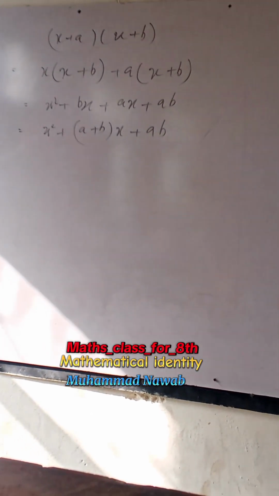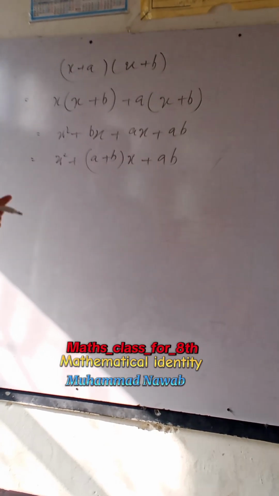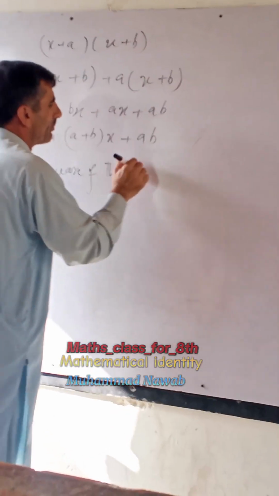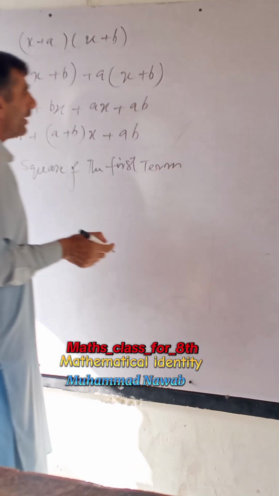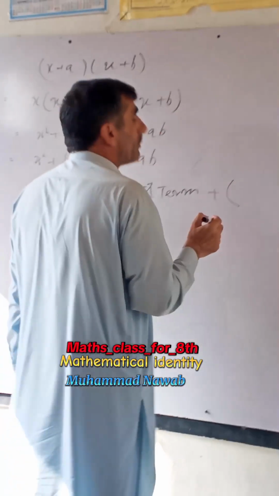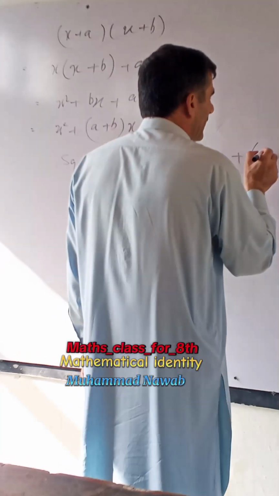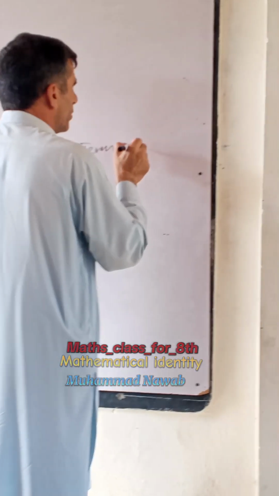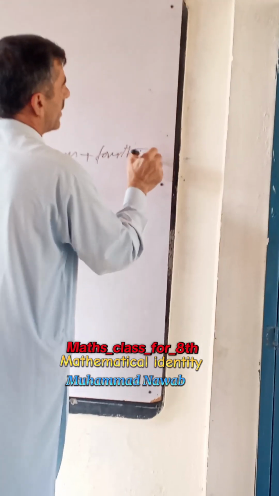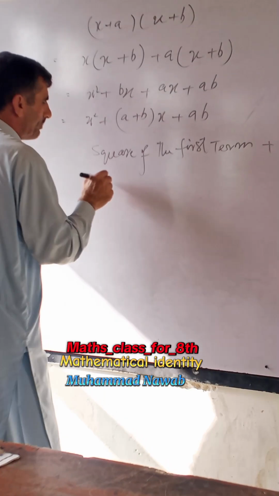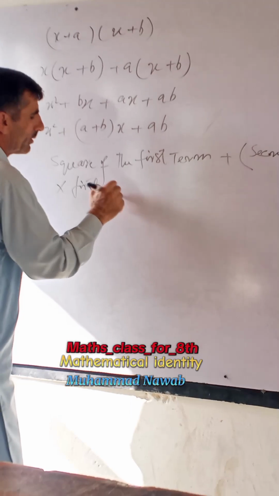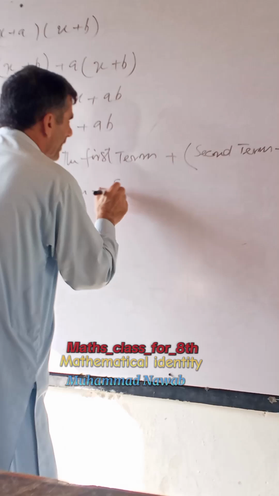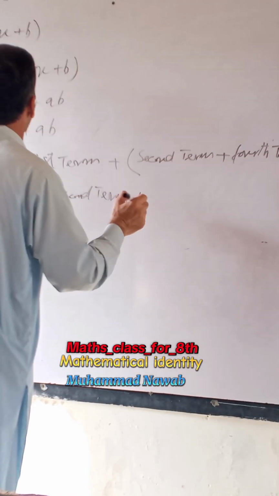It means that the fourth identity can be stated as square of the first term, plus the second term plus the fourth term, multiplied by the first term, and plus the second term multiplied by the fourth term.